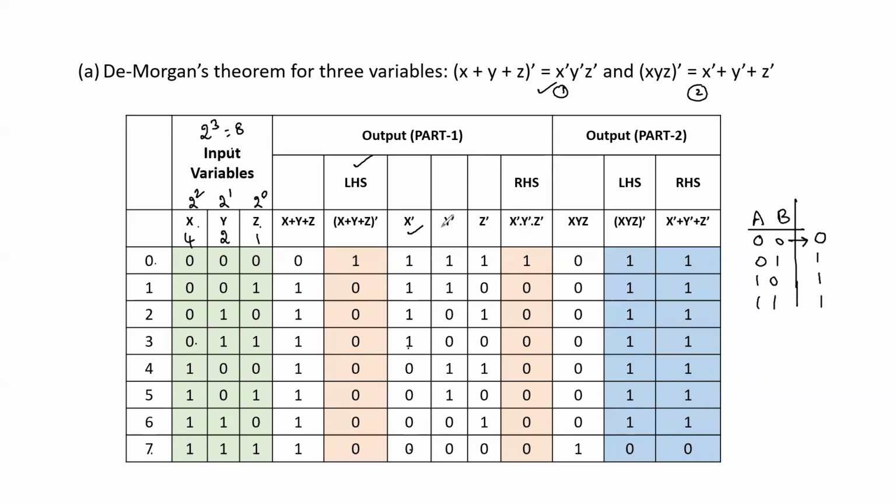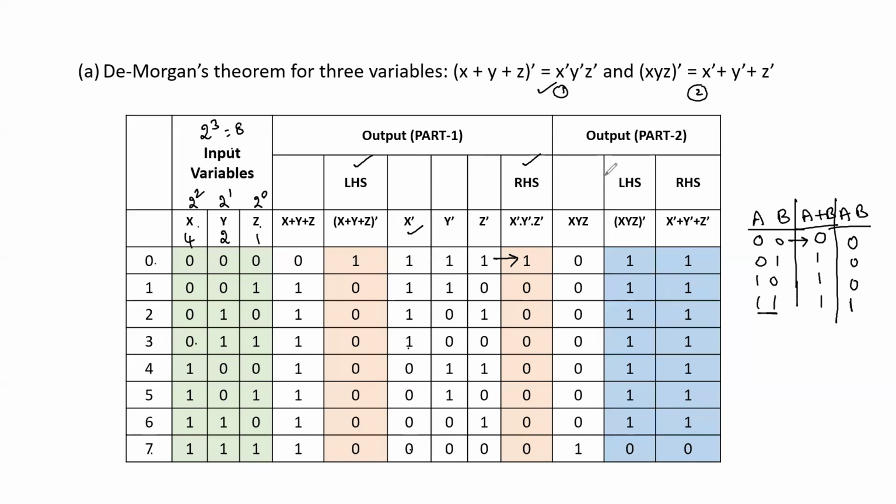Next ANDing of x', y', z'. AND operation means AB. AB means when both inputs are 1, then only the output will be 1. In the remaining cases, output is 0. So based on this AND operation, we should find the value of x'y'z'. That means when all the inputs are 1, then only the output will be 1. Now we should check LHS and RHS. So both are same. That means the first De Morgan's law is verified.